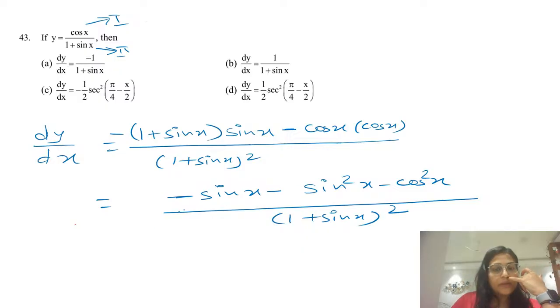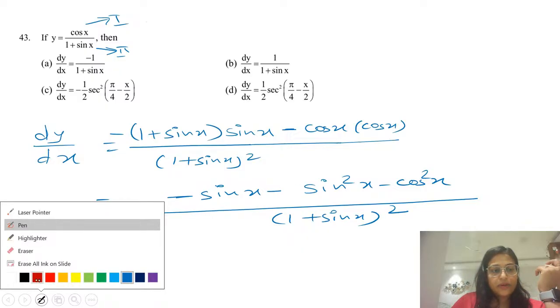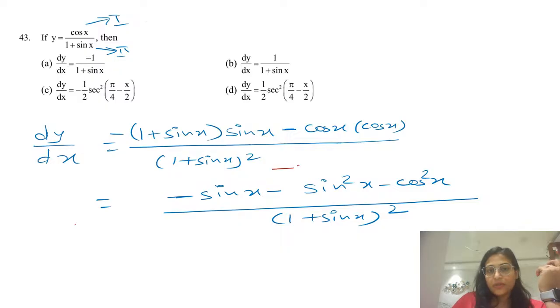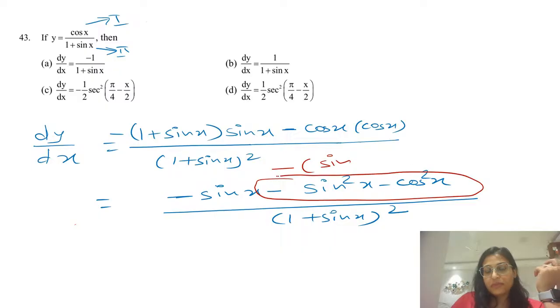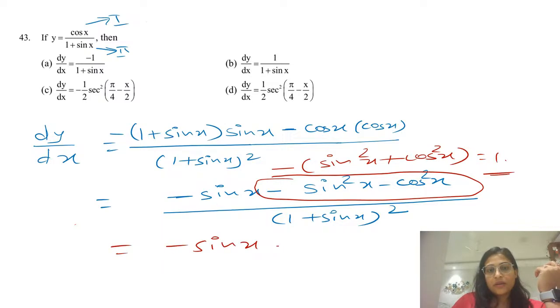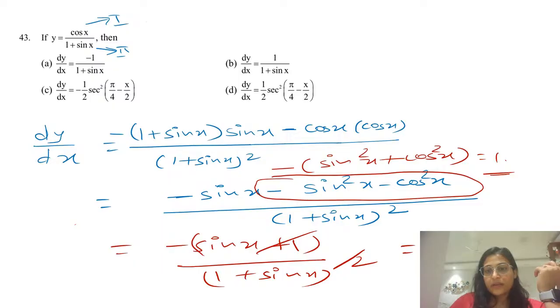Now you know that if I take minus 1 common here, this whole thing will become minus of 1, because sin square x plus cos square x is nothing but 1. All right. So I could write this further as minus of sin x plus minus 1 divided by 1 plus sin x whole square. This 1 will get cancelled out. The final thing we are getting is minus 1 divided by 1 plus sin x.